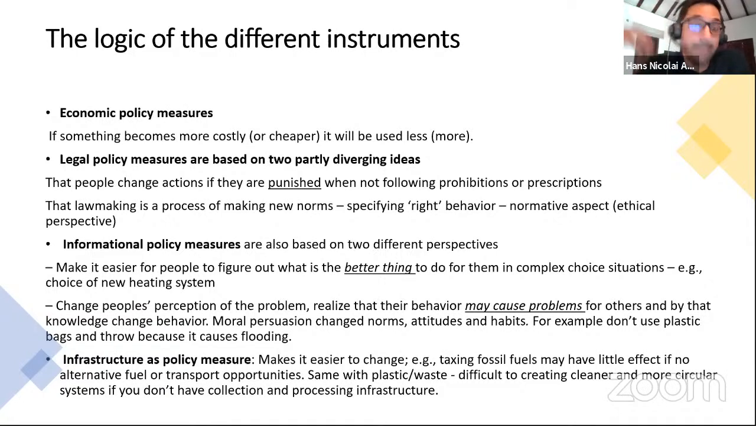Then you can have informational policy measures, which is also something we are doing through this talk. It could be information on the material, where you can make it easier for people to figure out what is the better thing to do in complex choice situations. So for instance, there are certain labels on plastic items where you can see what this is made of, where it could come from, and how to dispose of it properly. So you have information, you have knowledge, and you try to do the right thing.